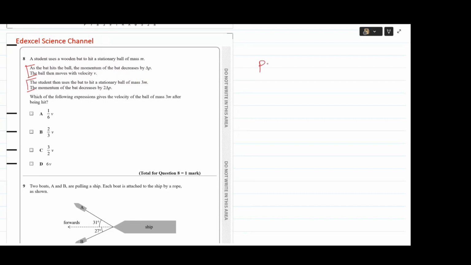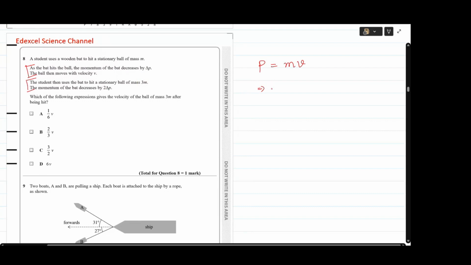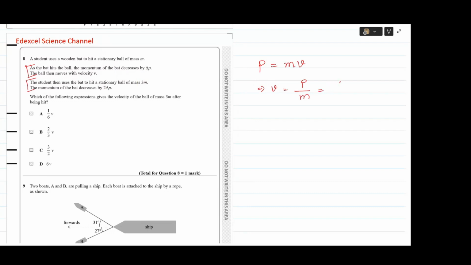So momentum is equal to mass times the velocity, and the velocity would be momentum by mass. So delta p divided by m.